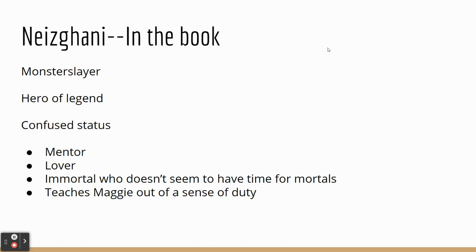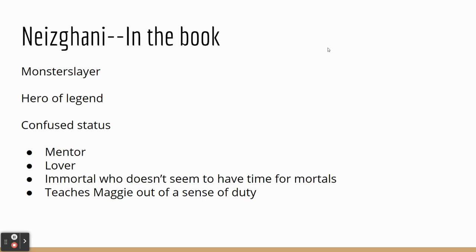Nezkahani in the book is the monster slayer. He's the hero of legend. A lot of the things that we talked about in the biography are either hinted at, like traveling with lightning and things like that, or stated directly. However, there's also a confused status.